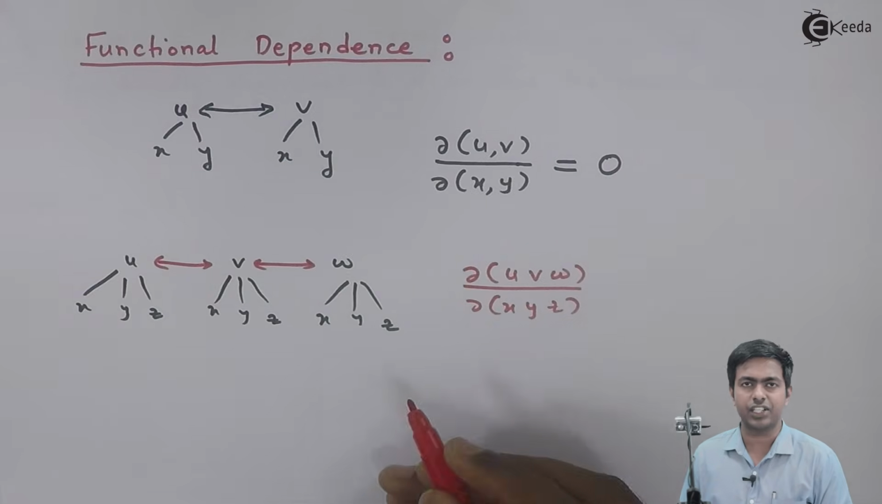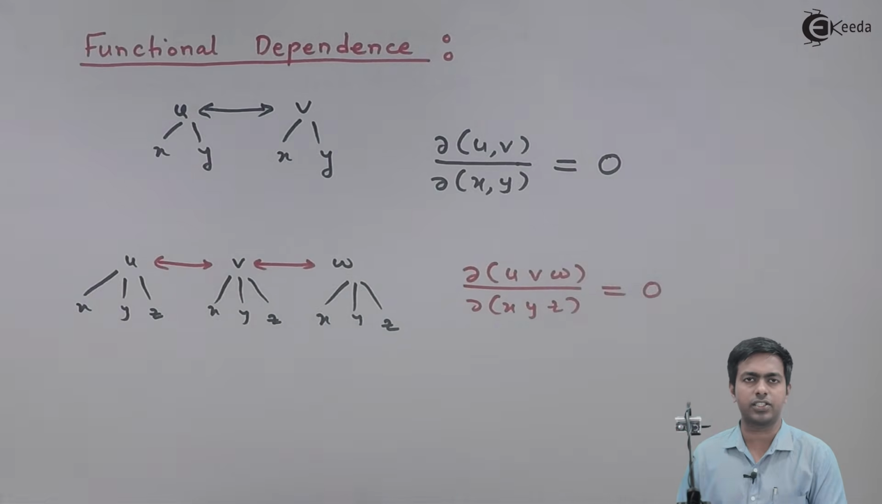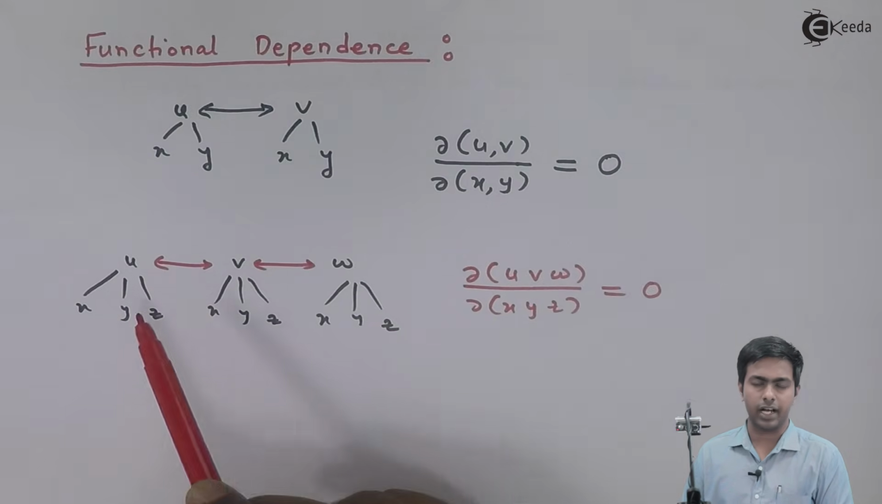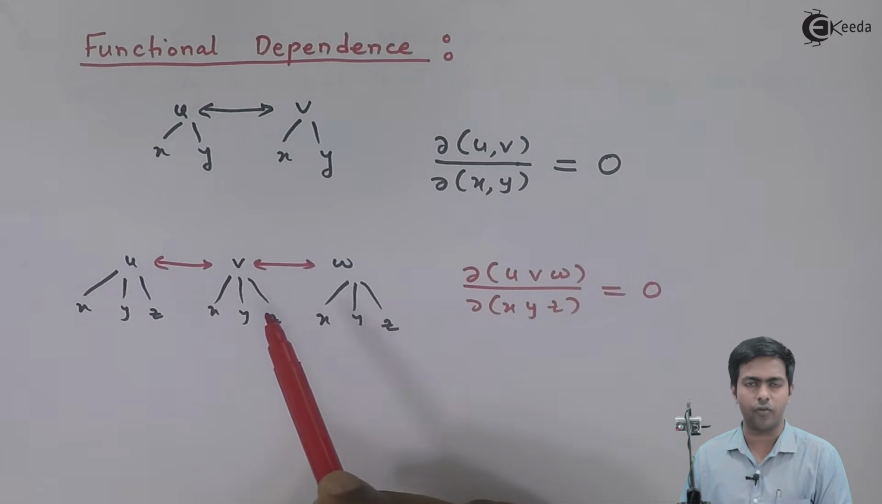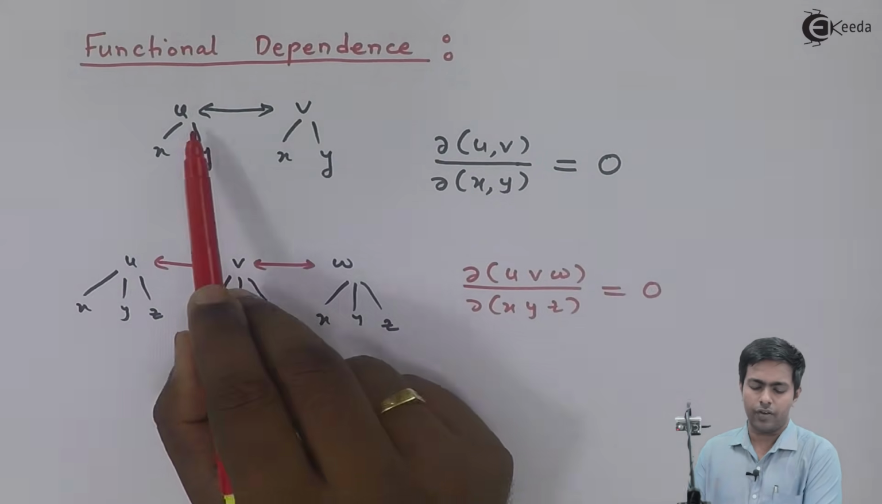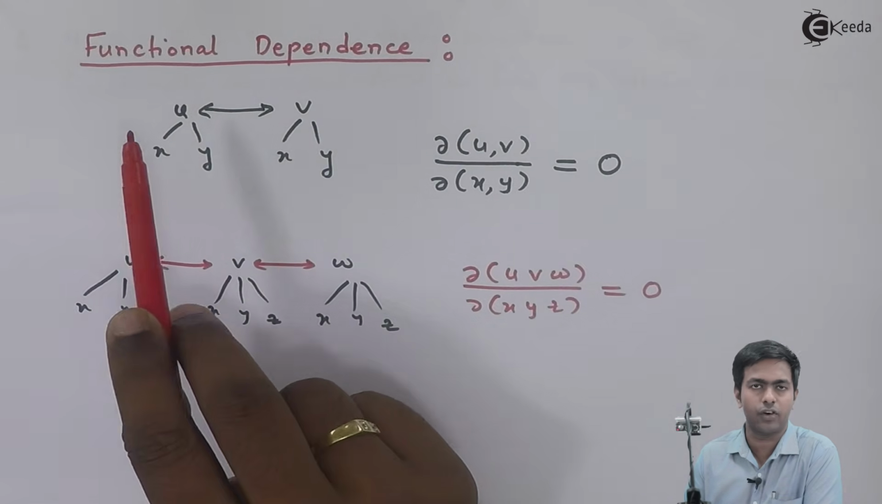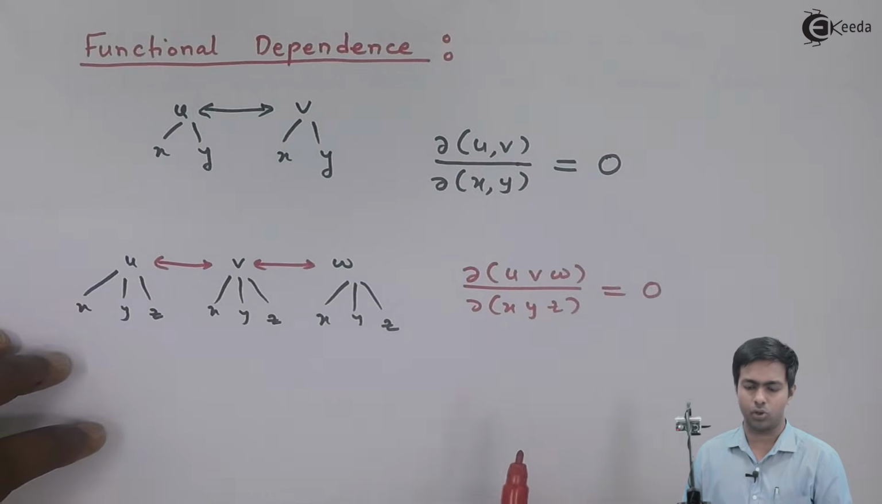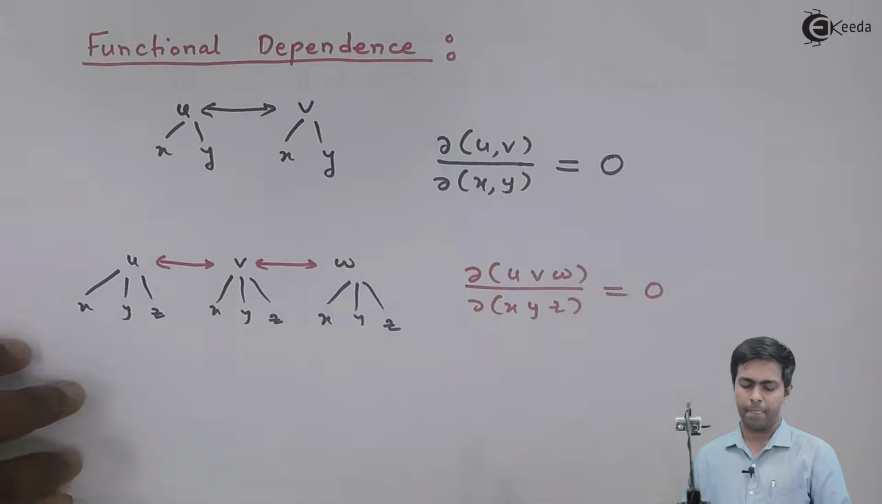And if this condition is equal to 0, then I'll say yes, there is functional dependency between u, v and w. That is, we can find out that one variable is a function of another variable. So here we can find out that u is a function of v or v is a function of u. So let's understand this concept by using one example.